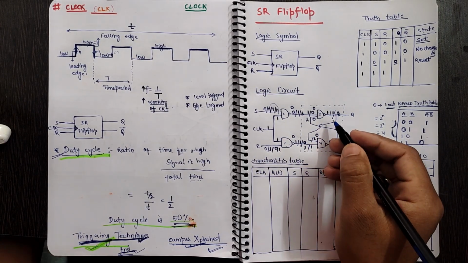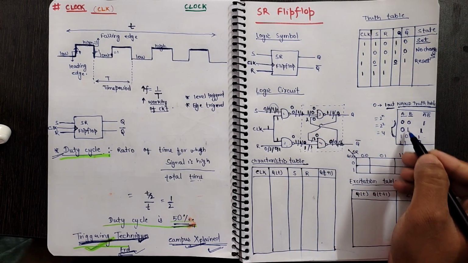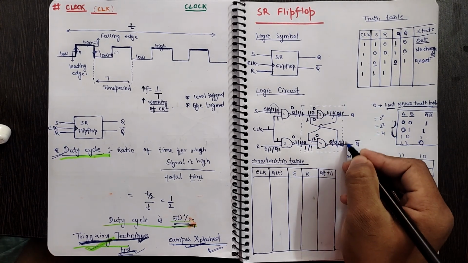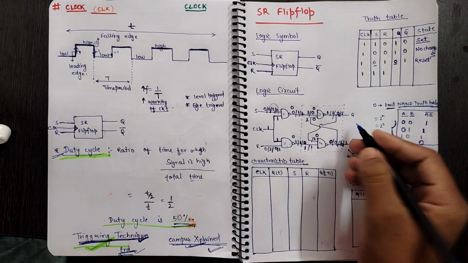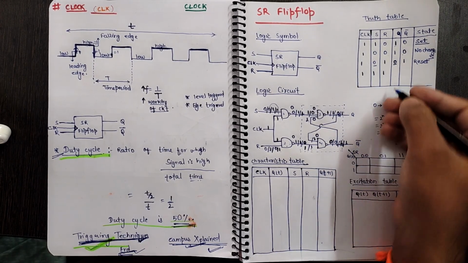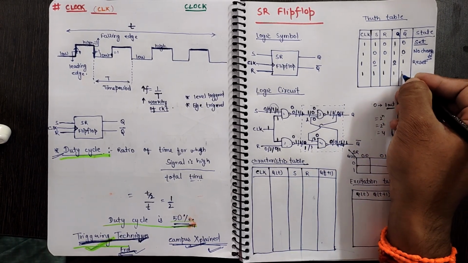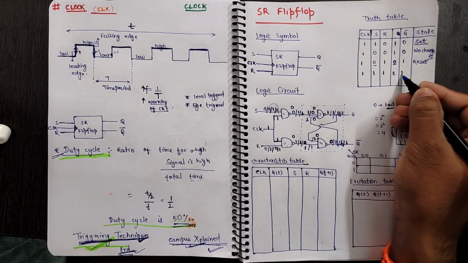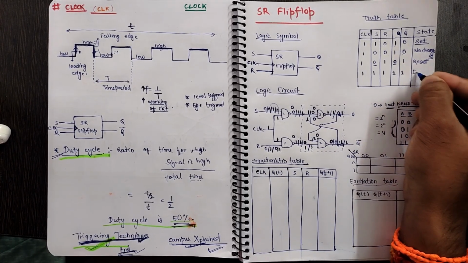Now if any input of the NAND gate is 0, we will get 1 as our output. Here also 1 as our output. Directly write 1 as our output. Now we will write 1 and 1. This state is called the invalid state.